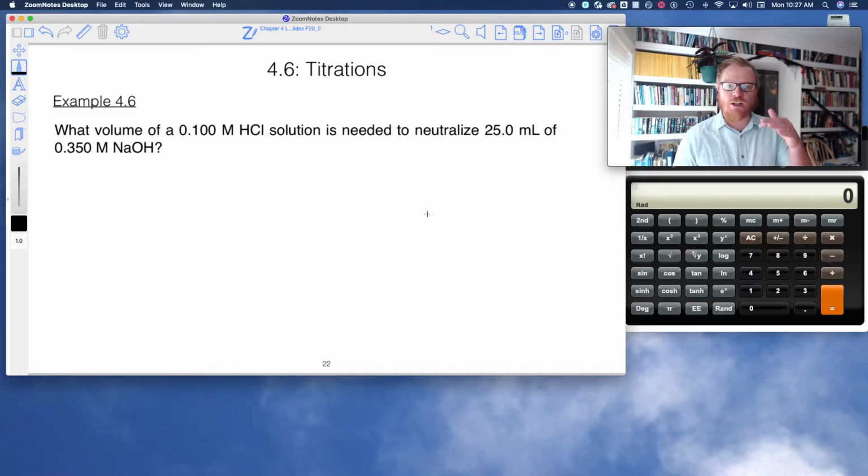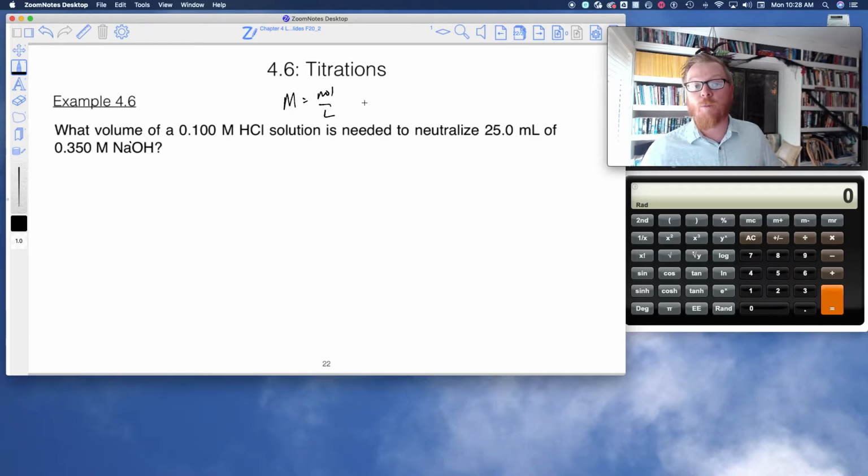Instead of playing the music, I'll walk you through what I'm doing in this calculation, and that'll be it for this lecture, okay? So what volume of 0.1 molar HCl solution is needed to neutralize 25 milliliters of 0.350 molar NaOH? So I'll remind you that big capital M means mole per liter, molarity, okay?